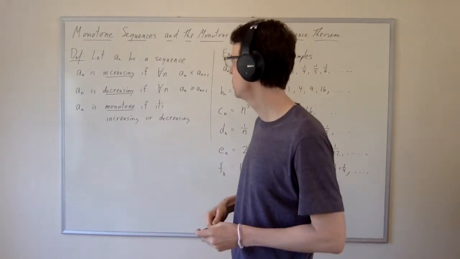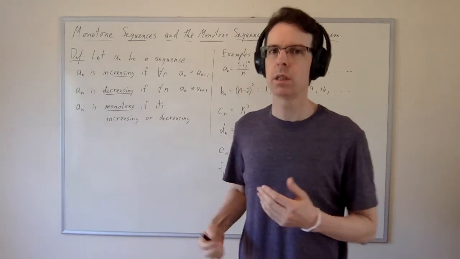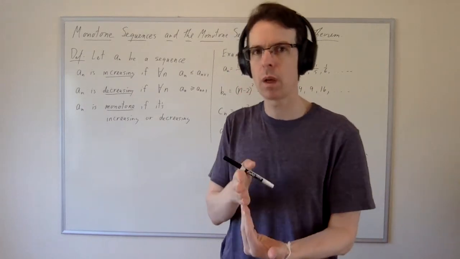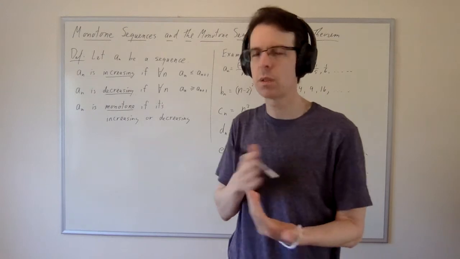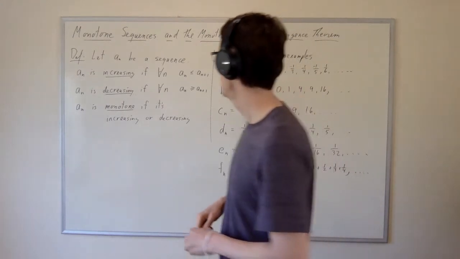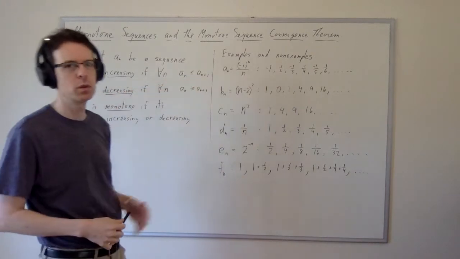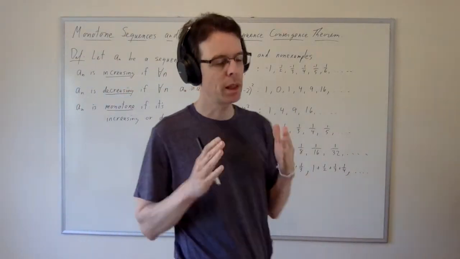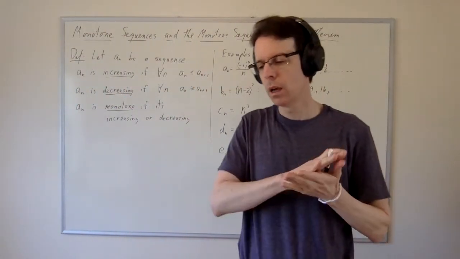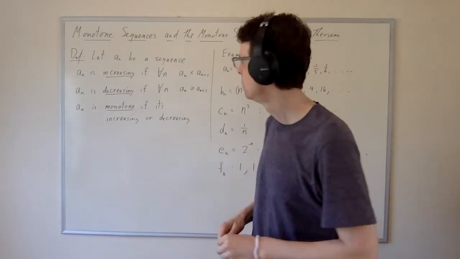Some people will call these sequences non-decreasing to emphasize they don't go down, but they might stay the same. But that term is confusing because it's kind of a double negative. And so we're going to call these increasing sequences if we have a less than or equal to between any two terms. That less than or equal to has to apply uniformly to all of the terms.